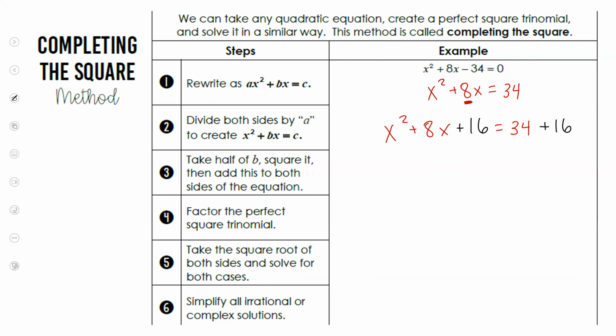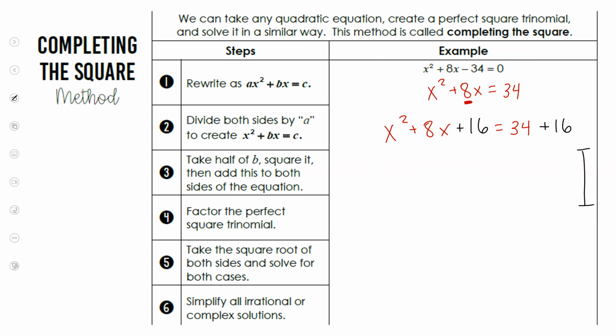Now notice, this doesn't really change the equation, it's still balanced. We added a 16 to one side and a 16 to the other side. Now, let's go ahead and factor the left-hand side. Notice why this works out so perfectly now.